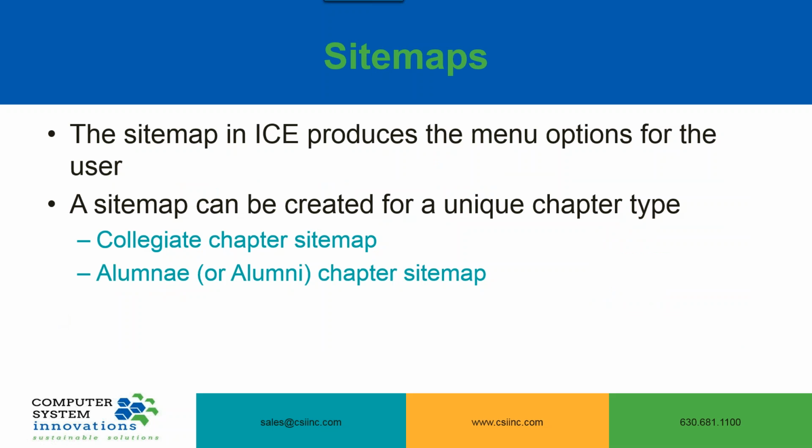Okay, let's talk more about the sitemap. A sitemap is the top menu within ICE and how you control what the user sees in ICE as their options. You can have a different sitemap per chapter type. Normally groups distinguish a sitemap for collegiate or alumni chapters. As you can imagine, there would be several differences in the menu for a collegiate versus alum chapters. So the ability to create a totally separate sitemap or menu can be very beneficial.